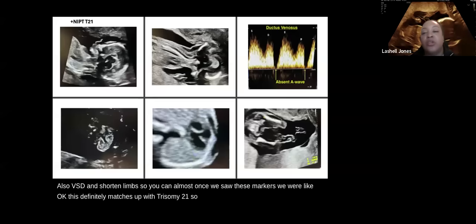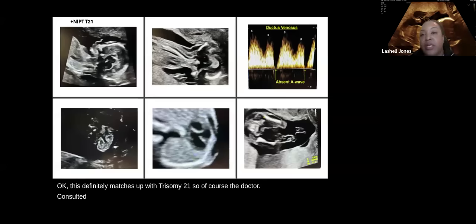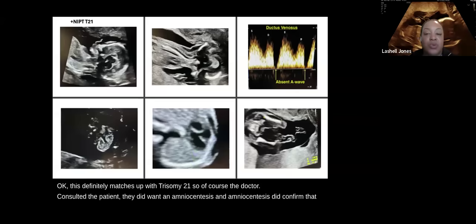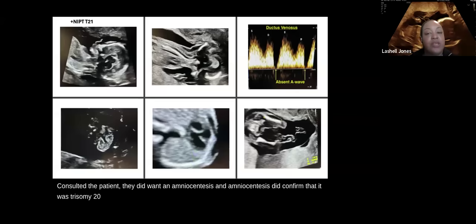So of course the doctor consulted the patient. They did want an amniocentesis, and the amniocentesis did confirm that it was trisomy 21. Okay, so you see the correlation there for sure.